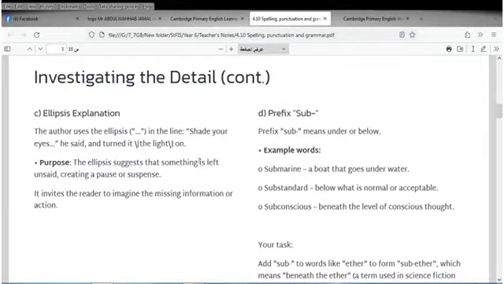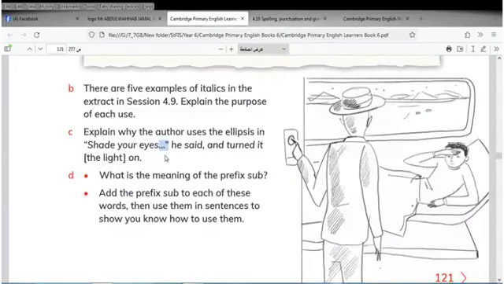The ellipsis suggests that something is left unsaid, creating a pause or making suspense. It invites the reader to imagine the missing information or the action that was said or happened. Look at him. He is putting a hand on his head, while Ford is trying to turn on the light. "Shade your eyes," he said, and turned the light on.